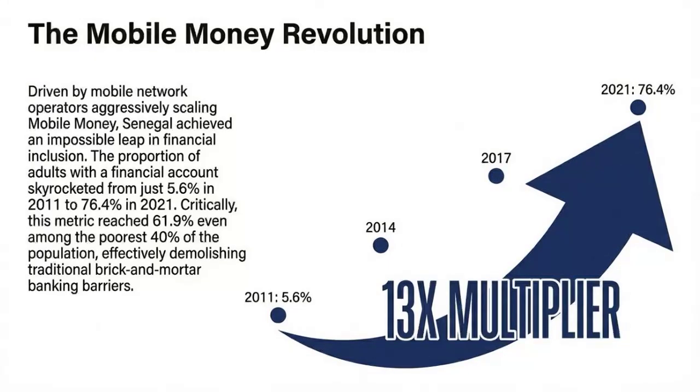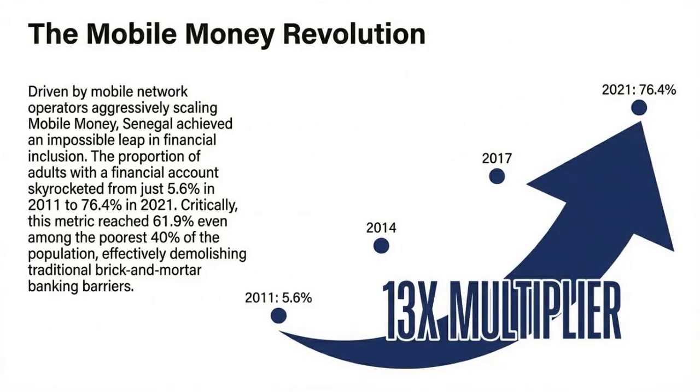13 times. And the data points out that this wasn't just wealthy urbanites. Even among the poorest 40% of the population, account ownership reached nearly 69%. Which is just phenomenal.